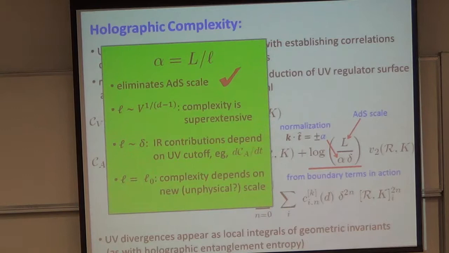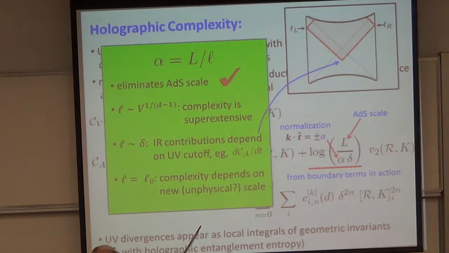Well, it could be related to the volume of the system, but now my complexity would be super extensive. I mean, it would grow faster than the volume. Alternatively, it could be related to the cutoff scale that appears in any problem. But what that means then is that there are IR contributions. For example, this time rate of growth would depend on the cutoff, even though it's sort of an IR contribution. Alternatively, I could just pick some random scale and say that's the complexity scale, and then I've just got this random scale appearing in my answer. So at this point, we were just left wringing our hands, but hopefully if I go a little quicker tomorrow, I'll illustrate why that is actually a feature, not a bug, of our holographic calculation.